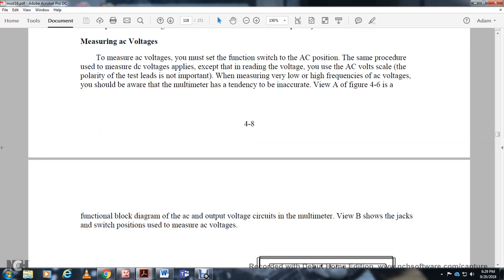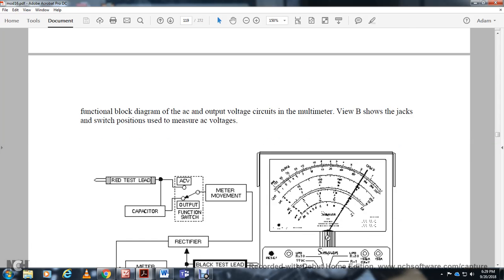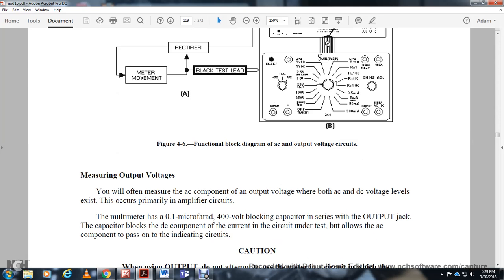Functional block diagram, AC output voltage circuit of the multimeter. Figure B shows the output jack for the switch position with measured AC voltage. Measuring output voltage: you will often measure the AC component of the output voltage where both AC and DC voltage levels exist, which occurs primarily with amplifier circuits. The multimeter has a 0.1 microfarad, 400 volt blocking capacitor in series with the output jack. The capacitor blocks the DC component in the circuit under test but allows the AC components to pass.